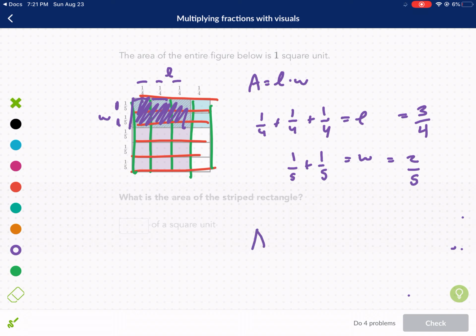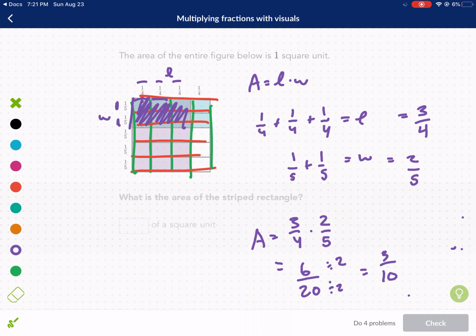Well, we're going to multiply these to find our area. So we get 3/4 multiplied by 2/5. We get 6/20. I'm not sure if it wants us to reduce. If it does want you to reduce, divide them by common factors. In this case, it's 2. Divide by 2 in the top, divide by 2 in the bottom. What you do to the top, you need to do to the bottom. If you do that, you get 3/10.